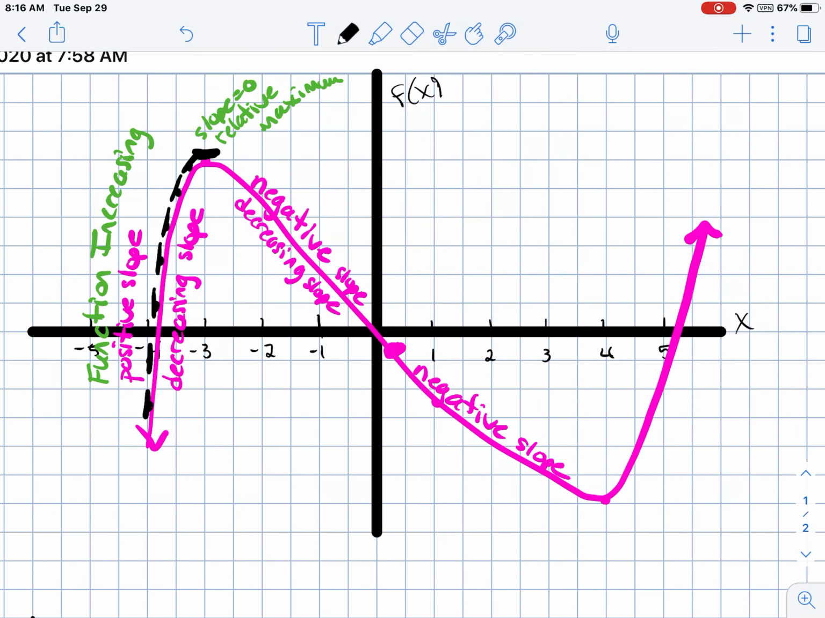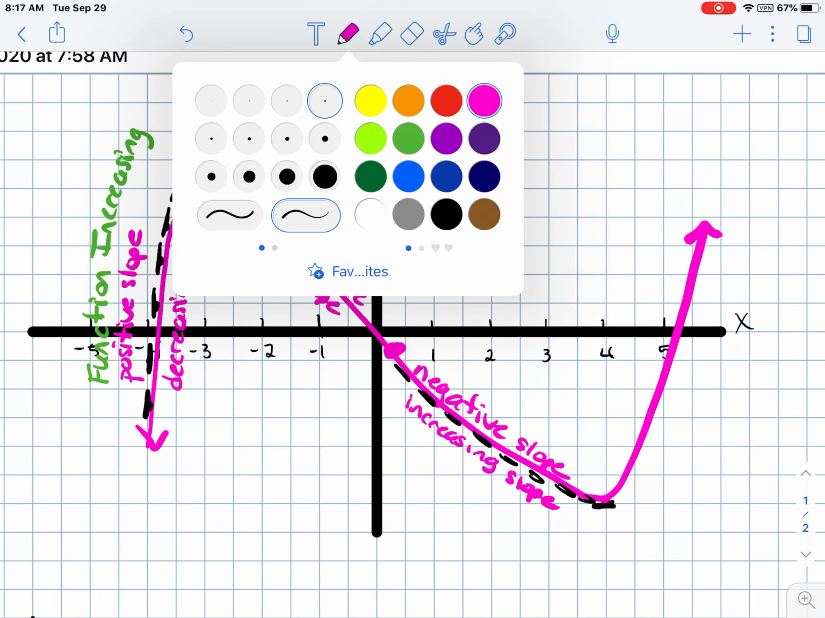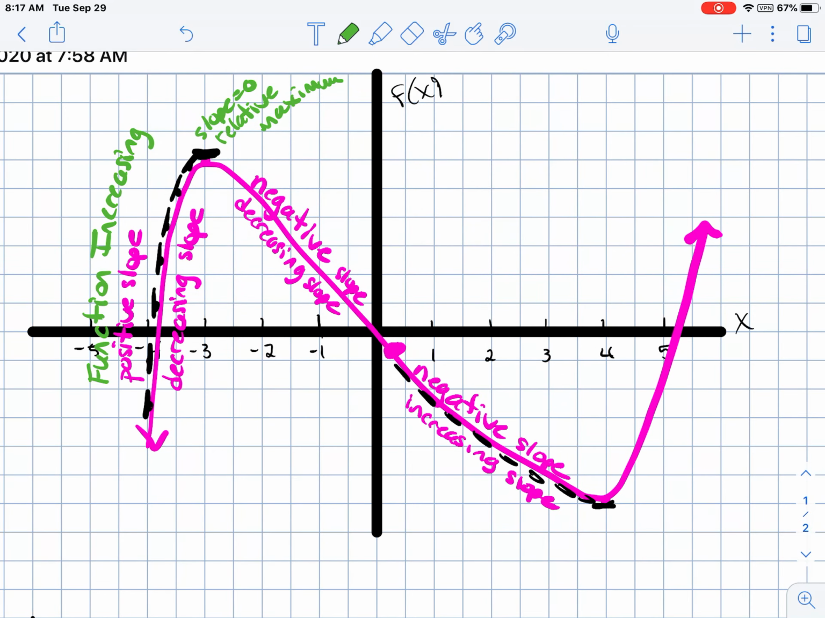Let me put some lines on it. So we've got negative slopes. All of these are negative slopes, but these negative slopes are starting to approach 0 right here. So even though those are negative slopes, those slopes are starting to increase in value, going from more negative to less negative, from more negative to closer to 0. So these slopes are increasing. And on this entire interval, where the slopes were all negative, we know that the function is decreasing on this interval.